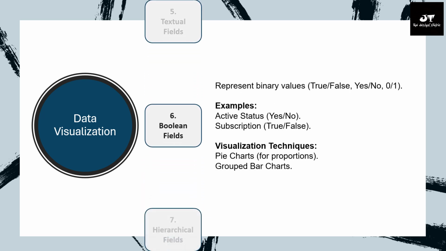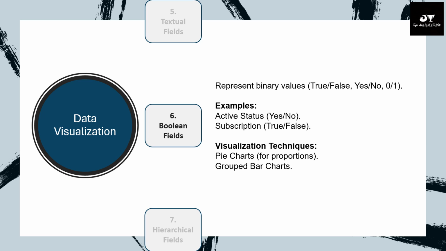Boolean fields are binary data types that can take only two possible values, such as true, false, yes, no, or 0 or 1. These fields are commonly used for status indicators, logical operations, and filtering criteria.